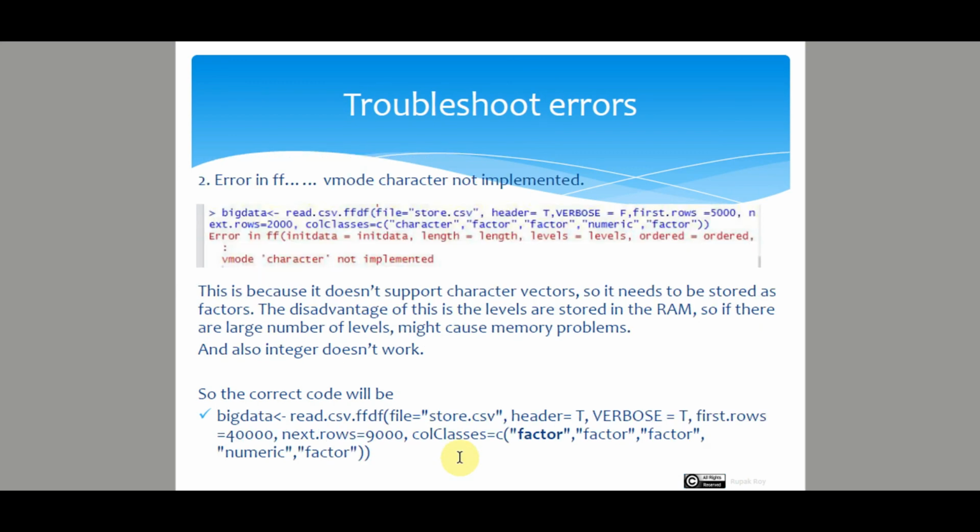The second one is the error in ff: vmode character not implemented. We have observed that in our last function we had defined the column classes. This is because it doesn't support character vectors, so they need to be stored as factors. The disadvantage of this is that the levels are stored in the RAM, so if there are a large number of levels, it might cause memory problems.